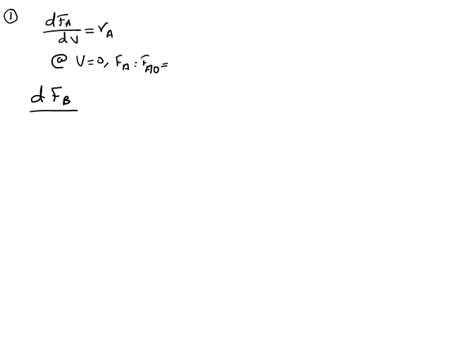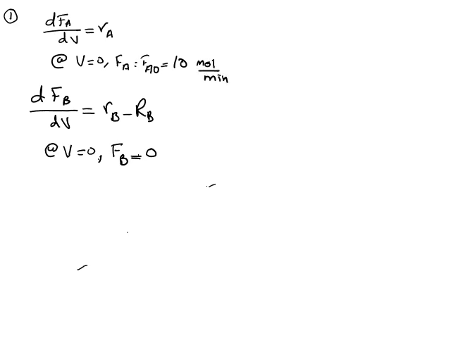dFB over dV equals, and because hydrogen is diffusing out, the equation which we derived was RB minus capital RB. Okay, and here we also provide the initial condition at V equals 0, FB equals 0. Here, if A naught was 10 mole per minute, of course, 10 mole per minute.